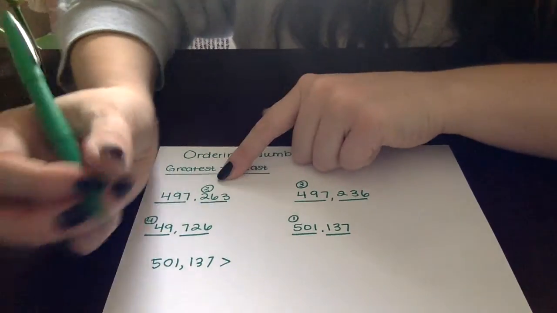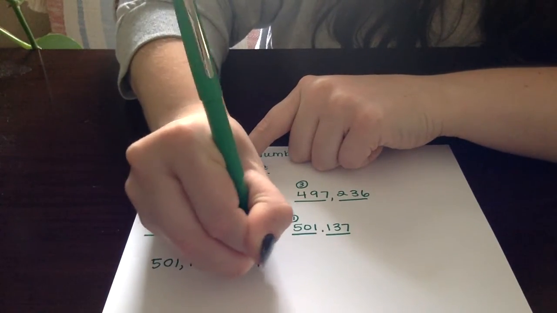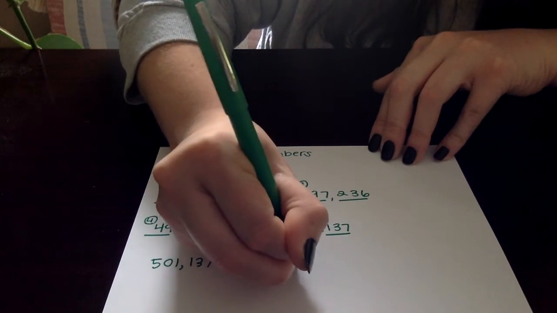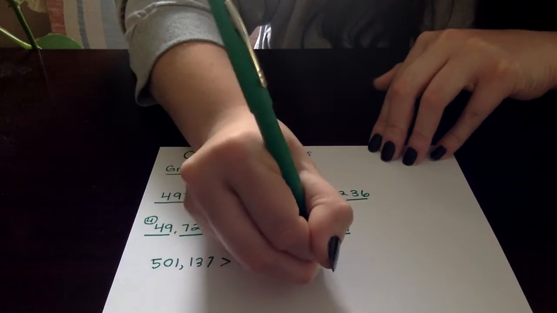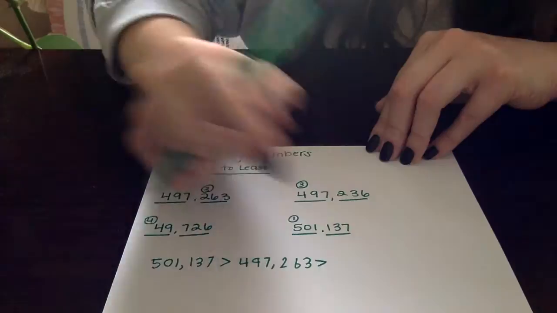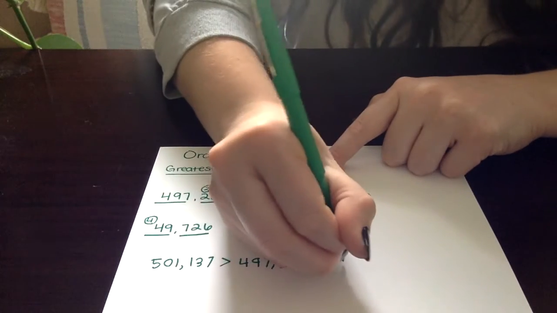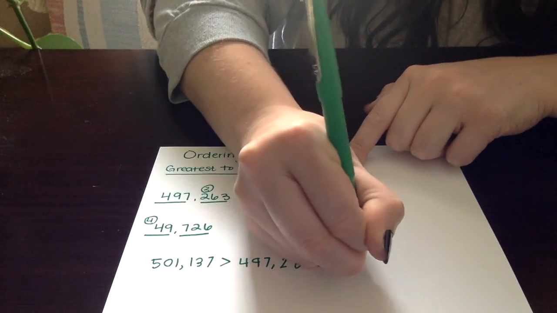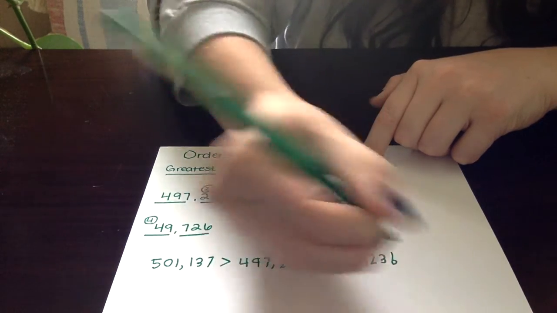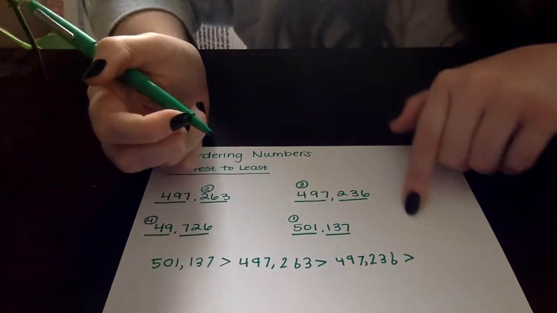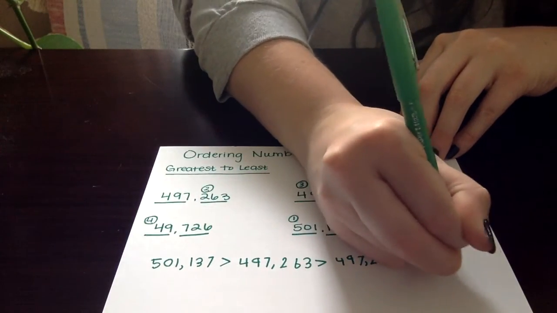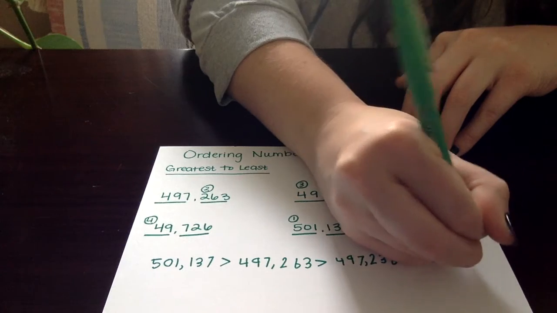So next we'll do our number 2, which was 497,263. And again, I'm going to use that greater than sign because it's greater than the number that will come to its right. Then we'll do number 3, which was 497,236. Again, I'll use that greater than sign, and I'll put my final number, which was 49,726.